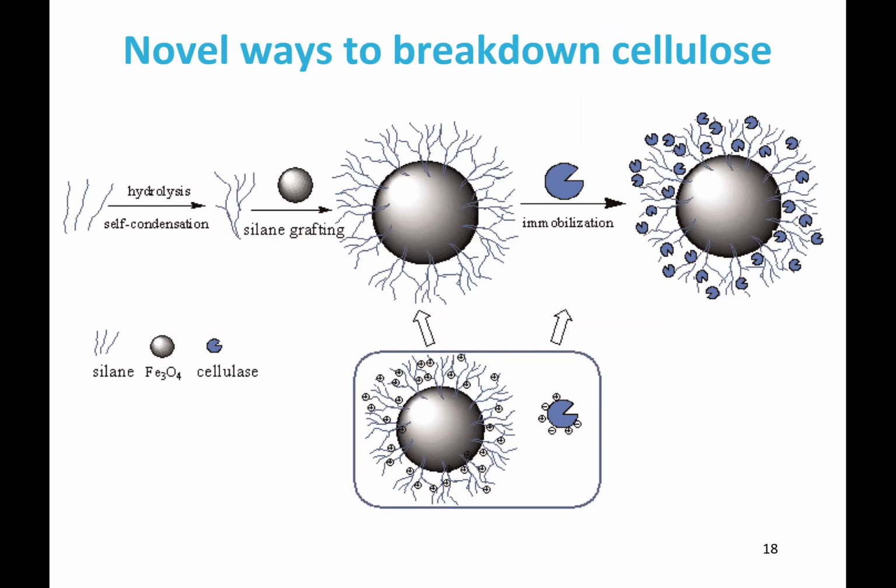There's some novel ways to break down cellulose, and this is an example of one. You're not going to be responsible for this on an exam, but you can use things like nanoparticles and then immobilize enzymes on these nanoparticles that can first break down the cellulose, and then the nanoparticles are magnetic, so you can remove the nanoparticles from the tank fairly easily and recycle them and reuse them.